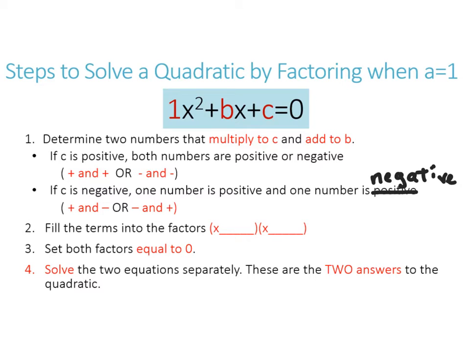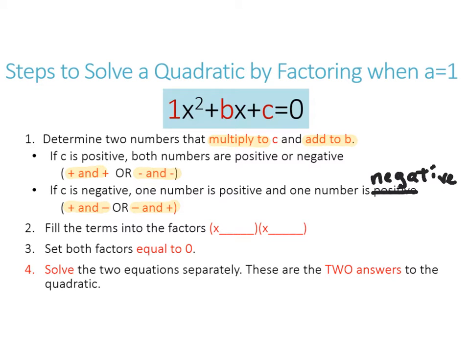A quadratic expression is in the form 1x squared plus bx plus c. So first you need to determine two numbers that multiply to c and add to b. If c is positive, both numbers are positive or both negative. If c is negative, one number is positive and one number is negative. I mean, you could have a positive then a negative, or a negative then a positive.